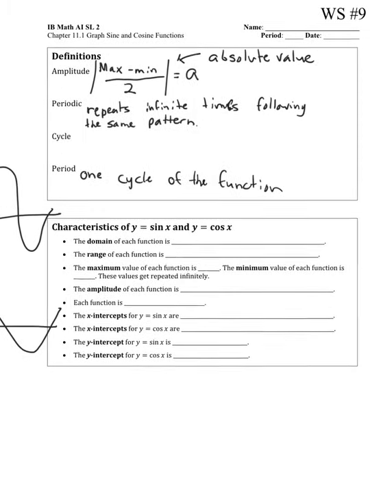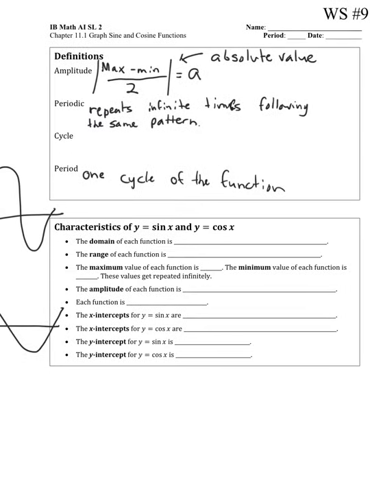So the most common functions we're going to talk about, the parent functions of sine and cosine, y equals sine of x. Sorry. The definition of cycle. I don't know why I have that on there. It's almost the same thing as a period, like one cycle of the function. That's a terrible way of defining it, using the word in the definition. Is it like peak to trough? Yeah, a cycle would actually be from peak to peak.